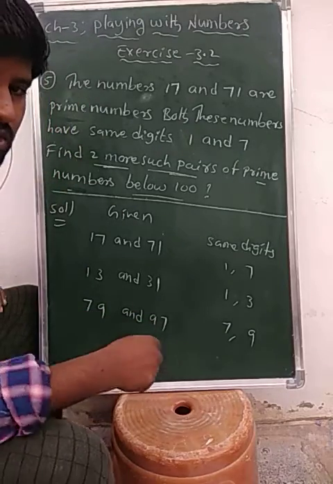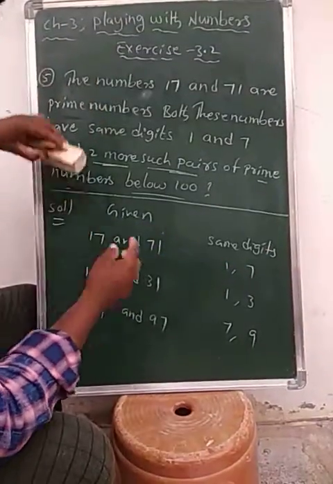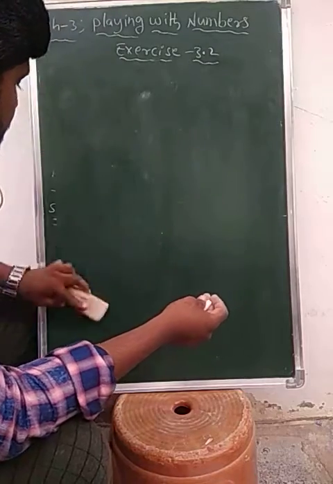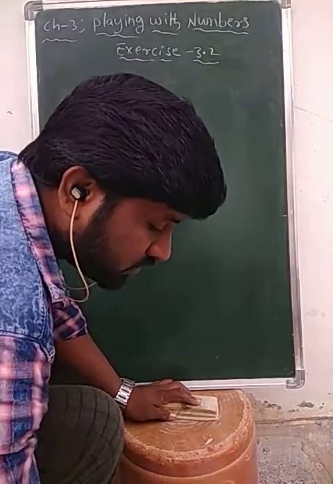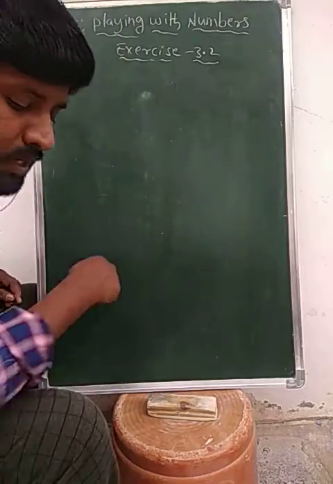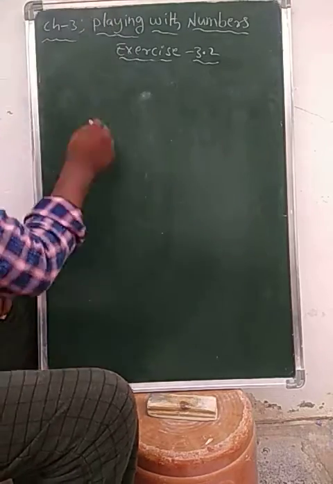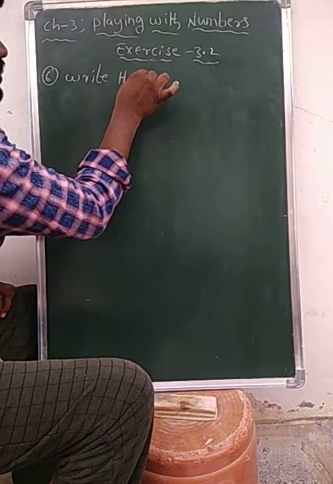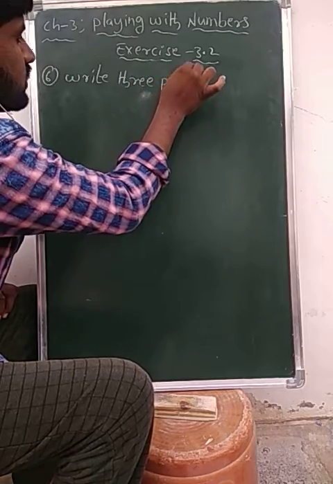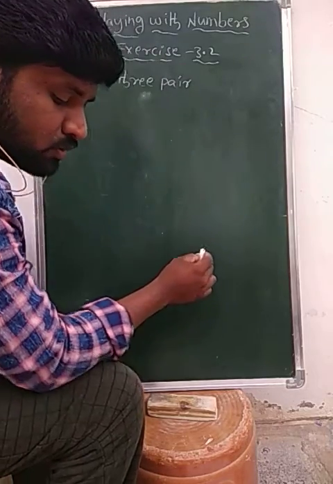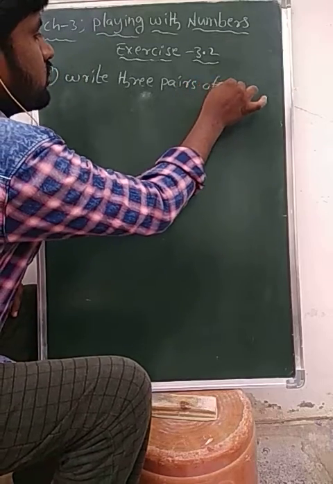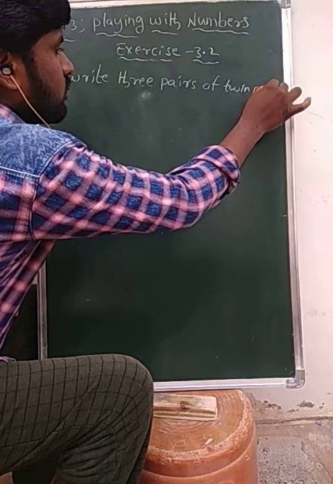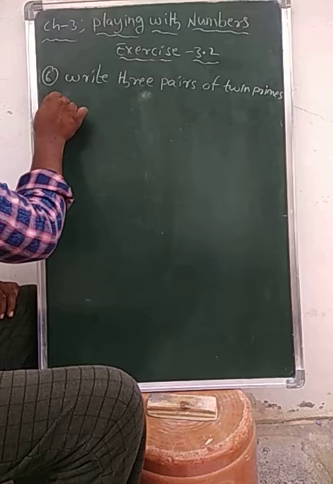Okay. Now let us discuss one more question. The next question, question number 6, is: write 3 pairs of twin primes below 20.